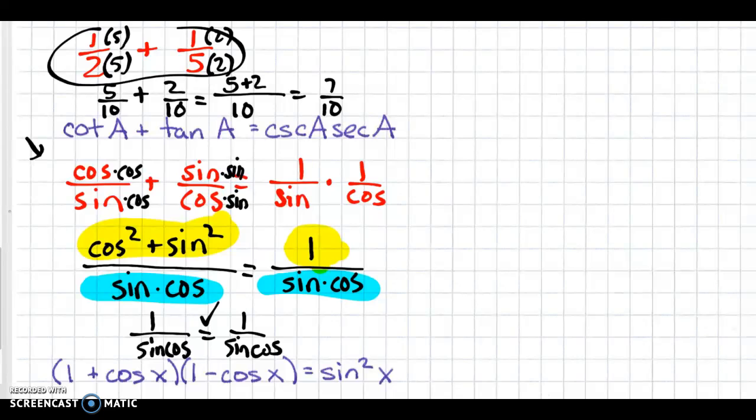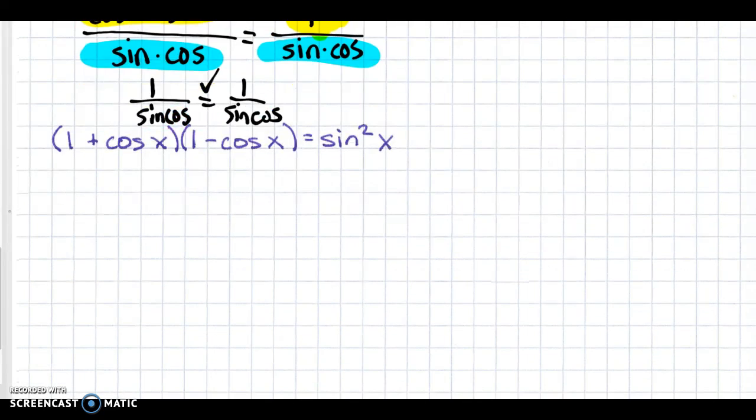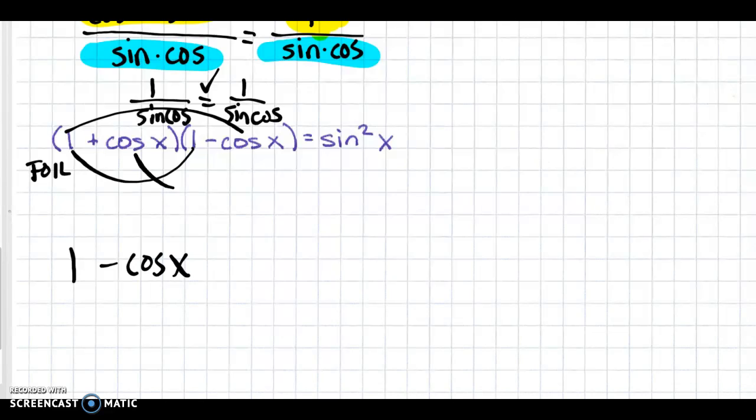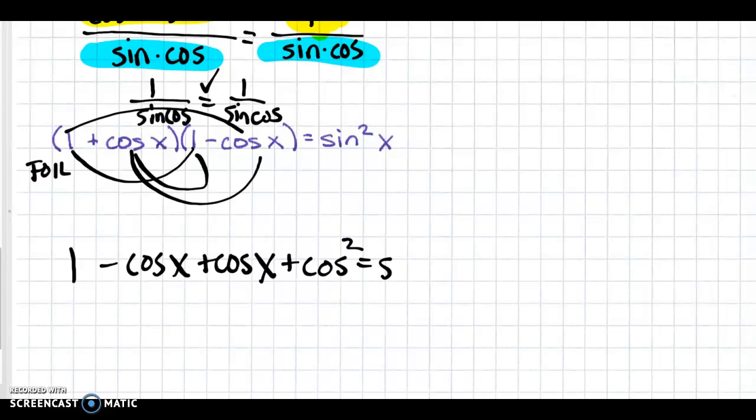The last type is when you're going to see two things multiplied together. There's addition, but there's parentheses here. We're always going to FOIL first, and hopefully things cancel out. First, 1 times 1, outer, negative cosine x, inner, positive cosine x, last, plus cosine squared equals sine squared. Everything's in terms of sines and cosines. These will cancel.